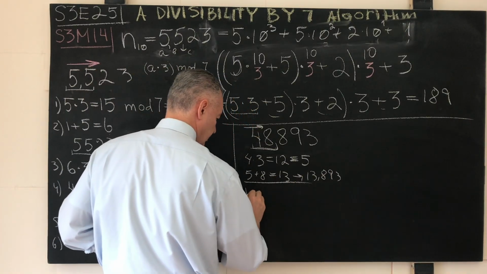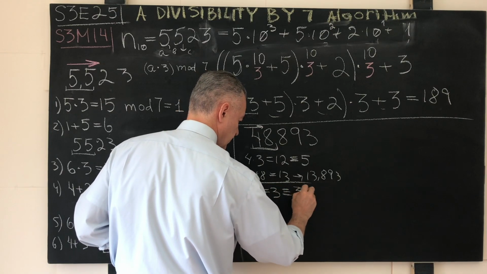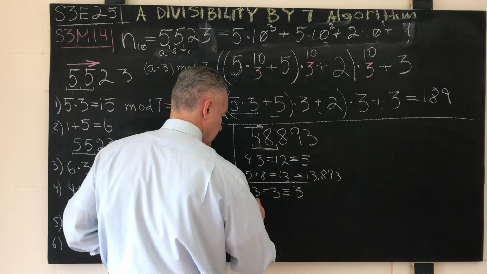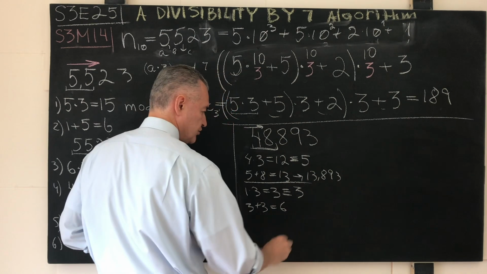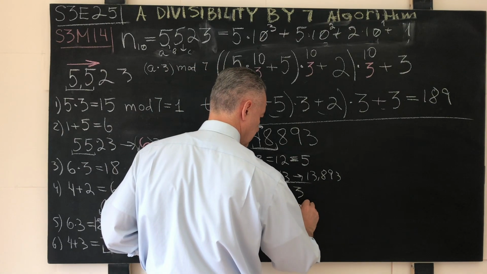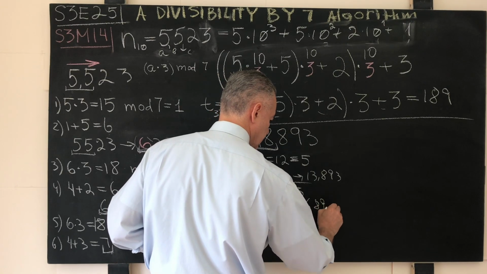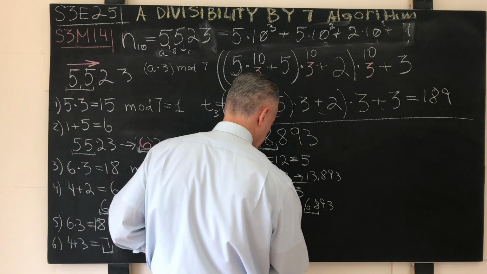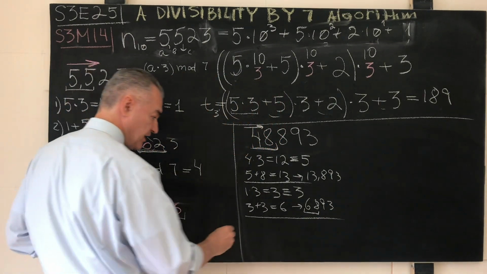Let's write it down over here. 1 times 3 becomes 3. Reduce modulo 7, it becomes 3. 3 plus 3 becomes 6. So our number 13,893 is taken into 6,893. Again, we process that reduced number, 2 leftmost digits at a time.